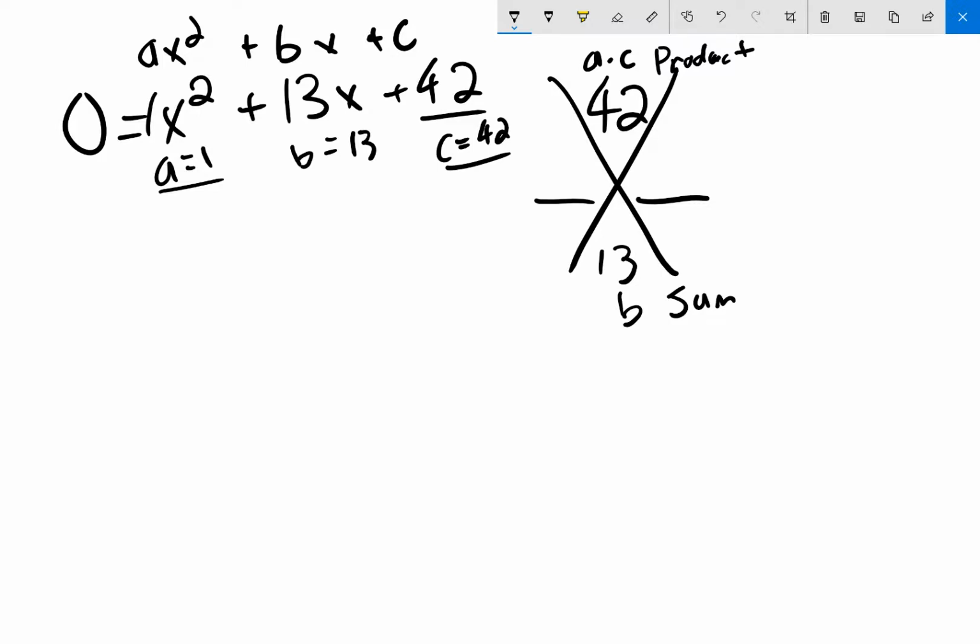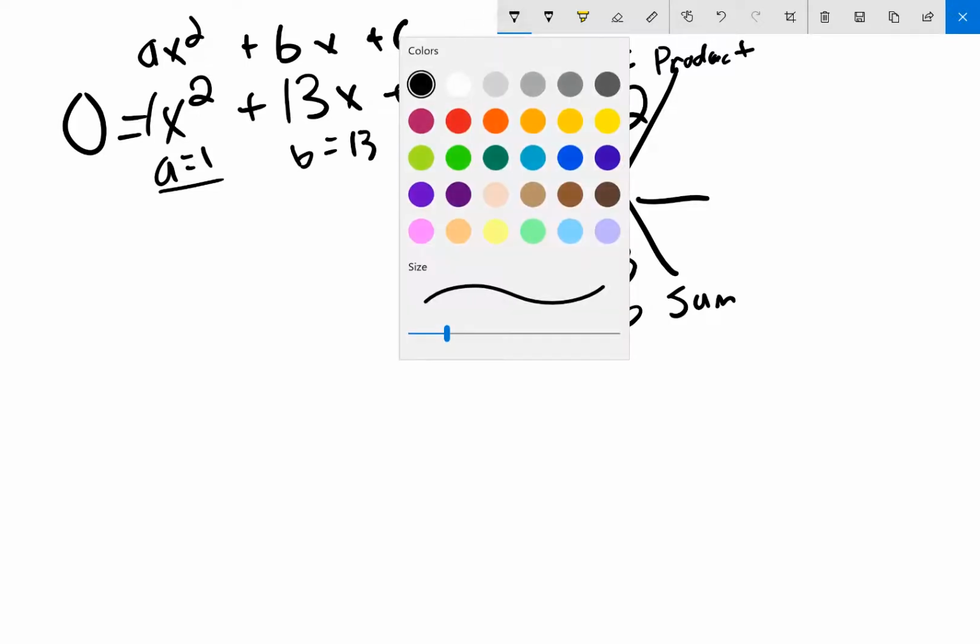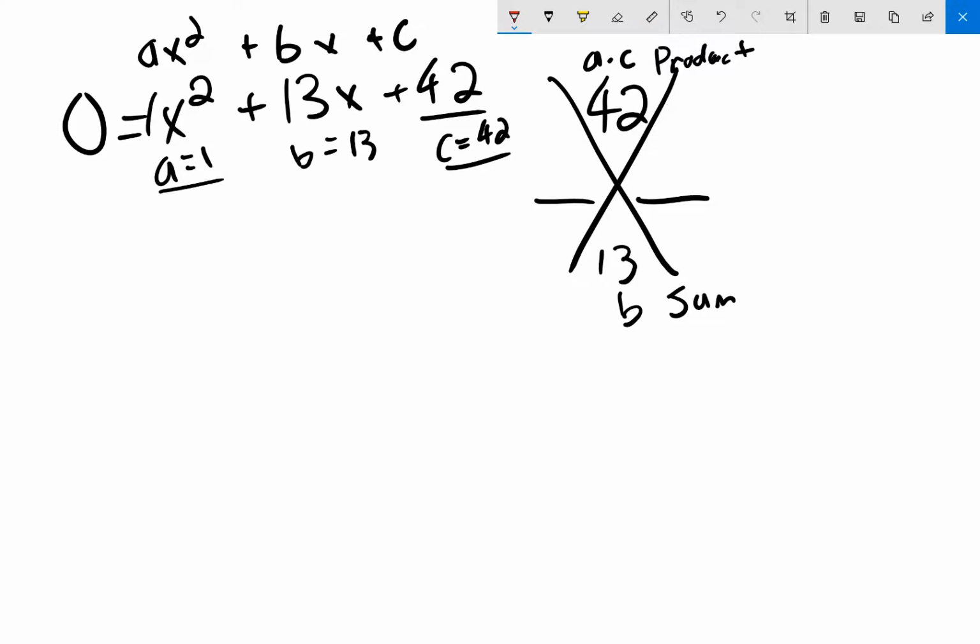But I want two numbers that multiply to 42 and add to 13. And if you haven't yet come up with it, those numbers are going to be 7 and 6. 7 times 6 is 42, and 7 plus 6 is 13. So now those two numbers are important. That's the whole reason I made this x thing.